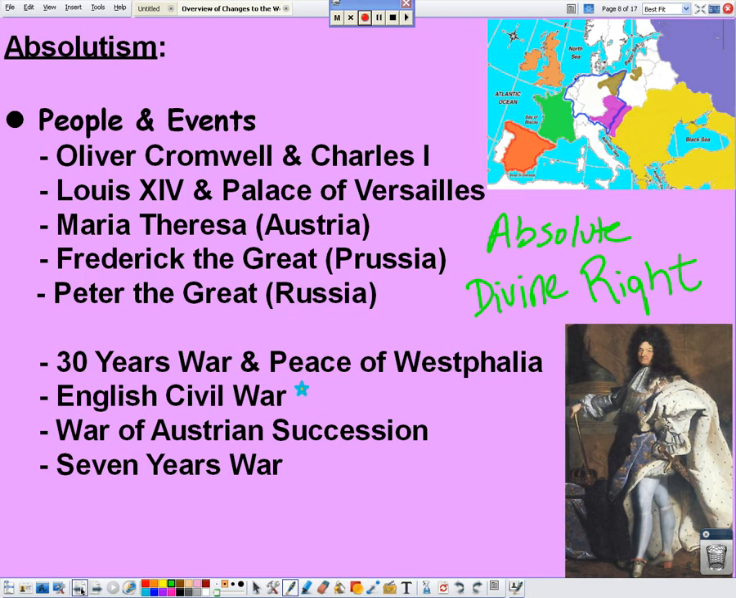The 30 Years' War is one of the last major religious conflicts. Even though we had the Edict of Nantes, that doesn't stop all of the religious fighting. But the Peace of Westphalia ends the 30 Years' War, and again is another attempt at limiting religious persecution throughout Europe between Catholics and Protestants.